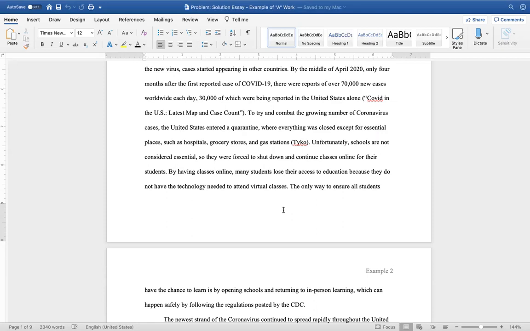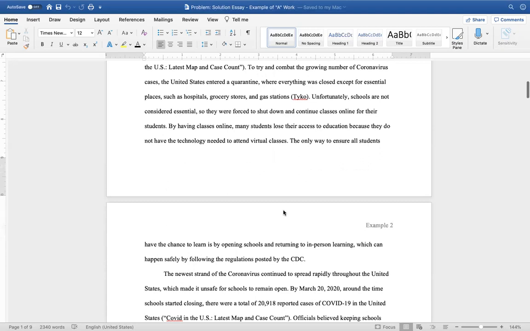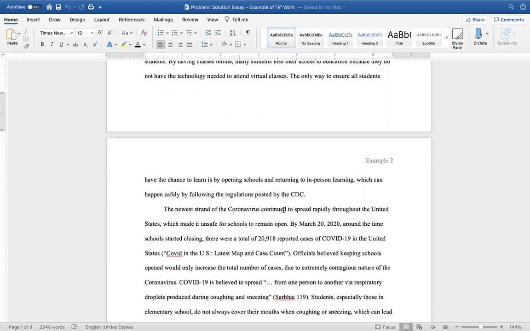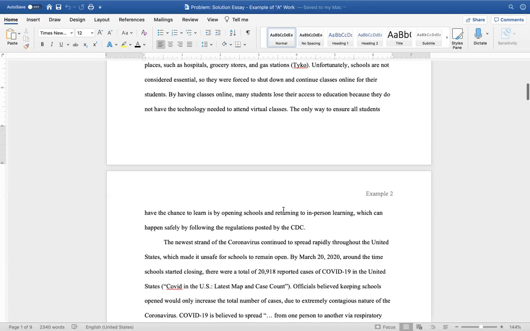By having classes online, many students lose their access to education because they do not have technology needed to attend virtual classes. The only way to ensure all students have the chance to learn is by opening schools and returning to in person learning, which can happen safely by following the regulations posted by the CDC.